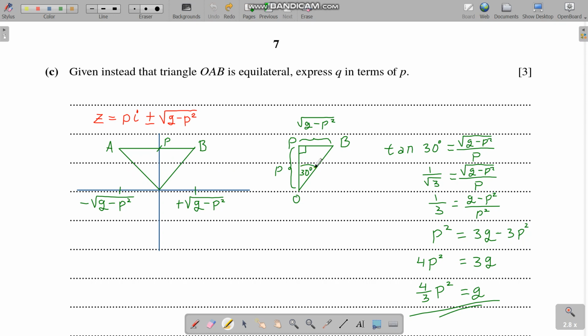So now we're using tangent. Tangent 30 degrees is opposite over adjacent, so square root q minus p squared over p. Tangent 30 degrees, use a calculator, that's 1 over root 3, and square both sides, and then we cross multiply. 1 times p squared, 3 times q minus p squared, and then we add 3p squared to both sides, and we divide both sides by 3, we get q in terms of p.